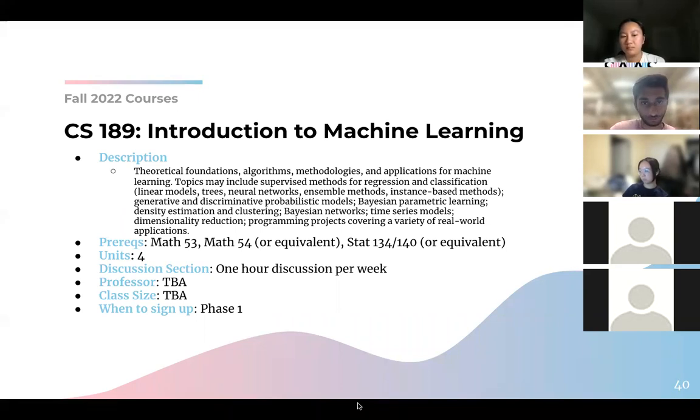When to sign up: phase 1, definitely phase 1, especially if you're not a CS major. One thing to note about 189 is they've added a data science section too. Because of that, if you're a data science major, you do have a reserved seat in the data science section. But if you're not a CS or data science major, you essentially have zero reserved seats in this class. You're put immediately on the wait list.